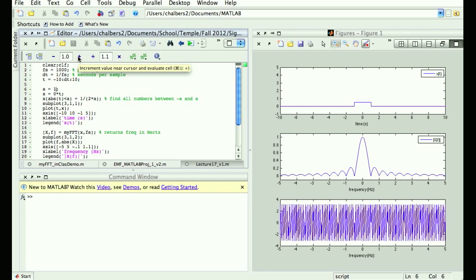If I make a bigger, no, I'm going to make a smaller. I beg your pardon. If I make a smaller, so my first question is, what happens to my time function? It'll be higher and skinnier. If a gets smaller, it's going to get shorter and taller. Okay. As I do that, what is going to happen to my frequency function, the middle plot?